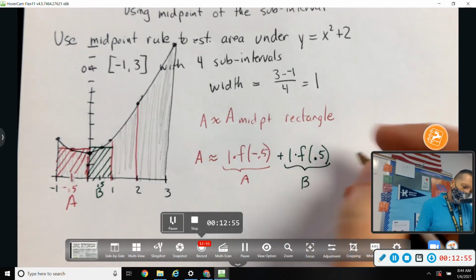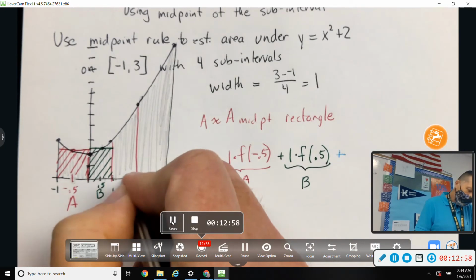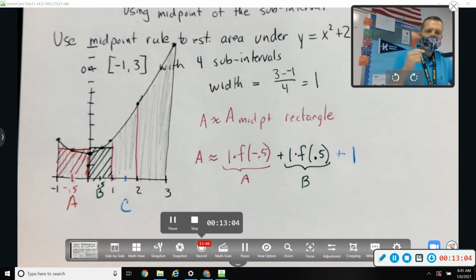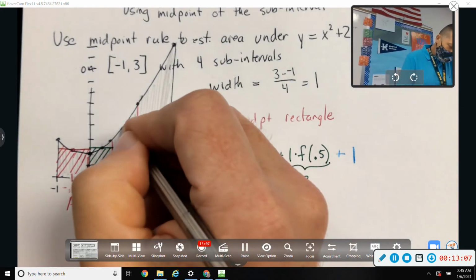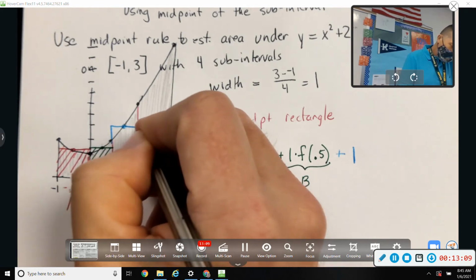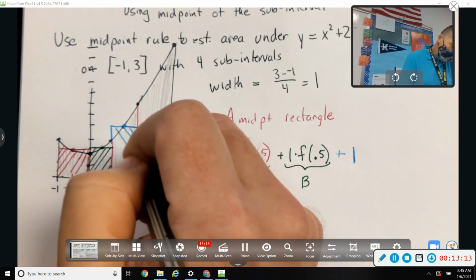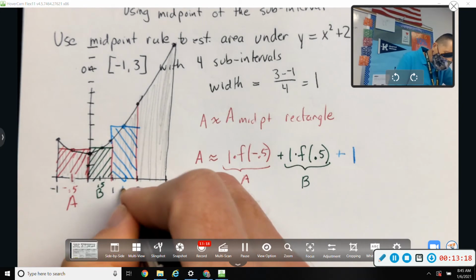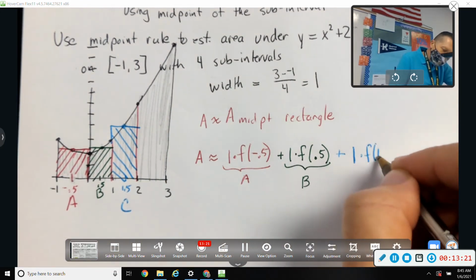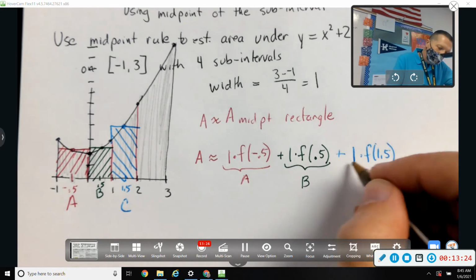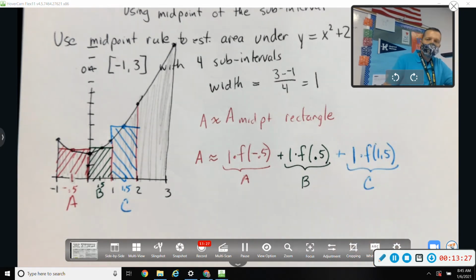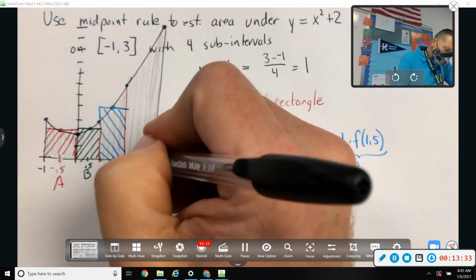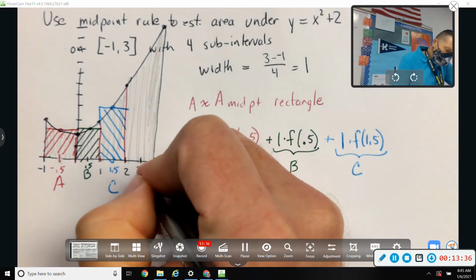Rectangle B. Rectangle C is still 1 wide. And I want to find the height at the midpoint, or use the height at the midpoint. So that would be 1.5. So the height at 1.5, the y value at 1.5, f of 1.5. And then the last one, rectangle D, the height at 2.5.